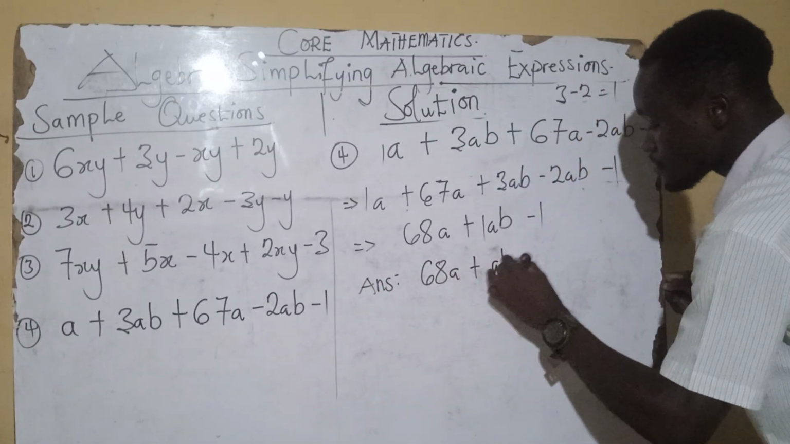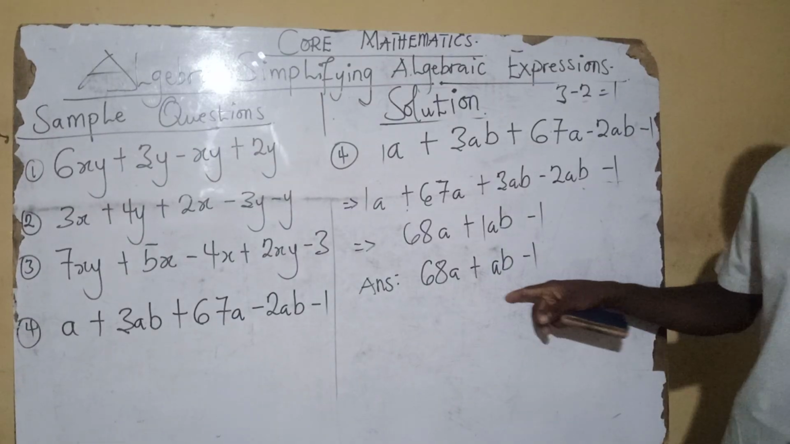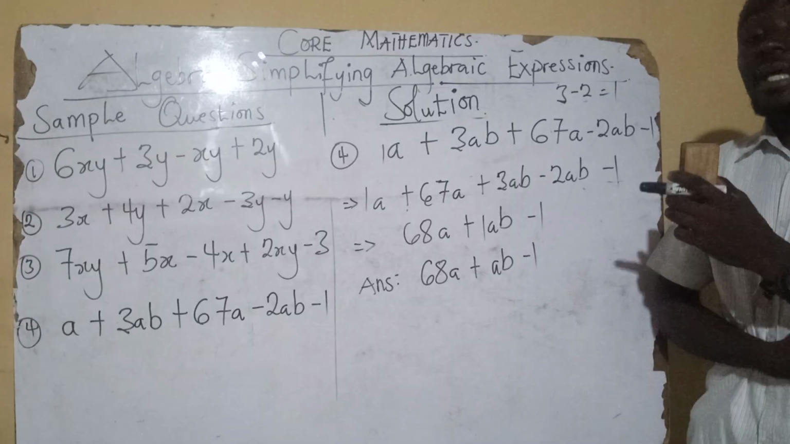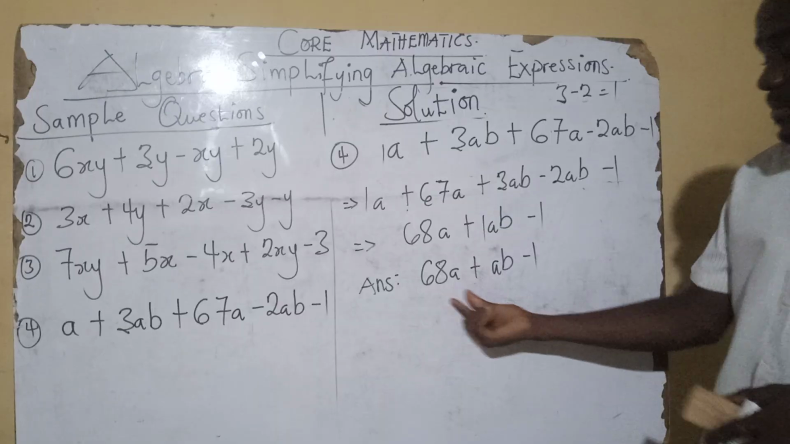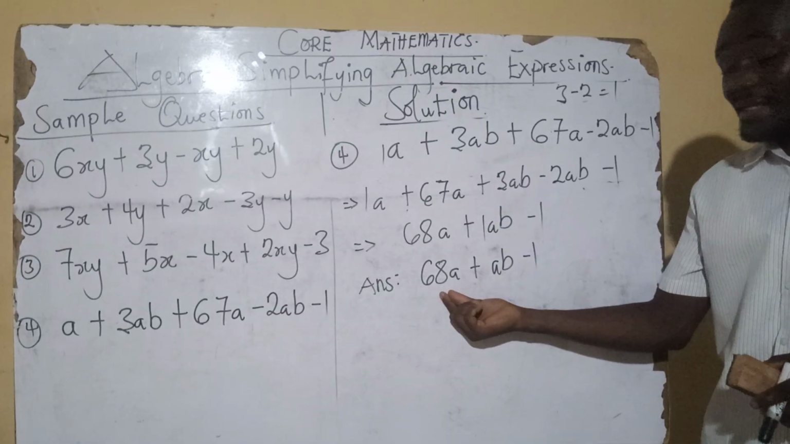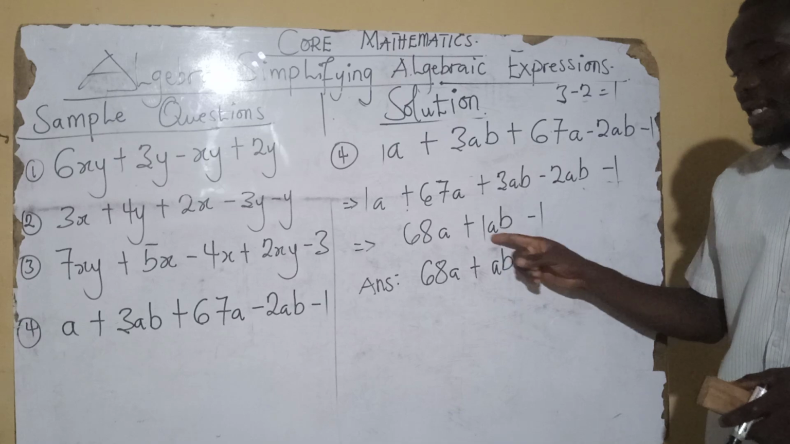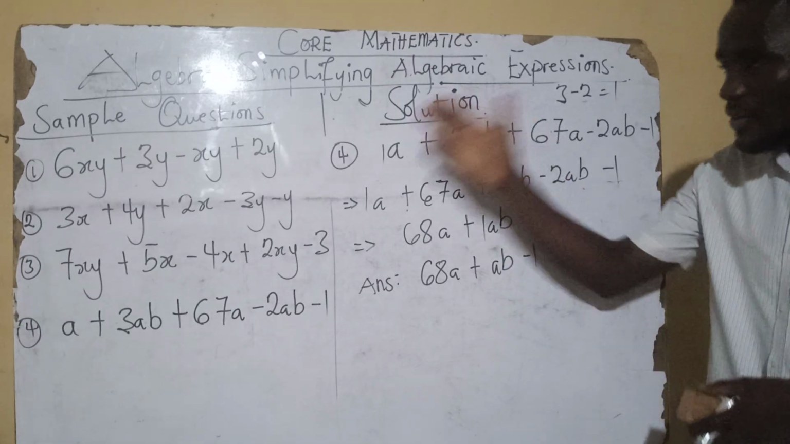So our final answer is plus ab minus 1. Remember, we cannot subtract this from any of these, because this one is a constant. It stands on its own. Are we okay? Very good. So this one then becomes our answer, 68a plus ab minus 1. Remember, I told you that 1ab is the same as what? ab. Are you with me? Very good. So we are through with that.